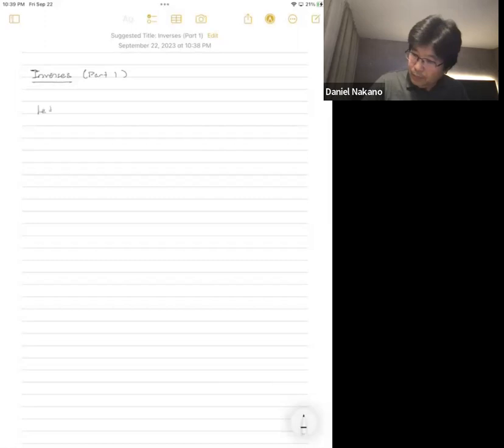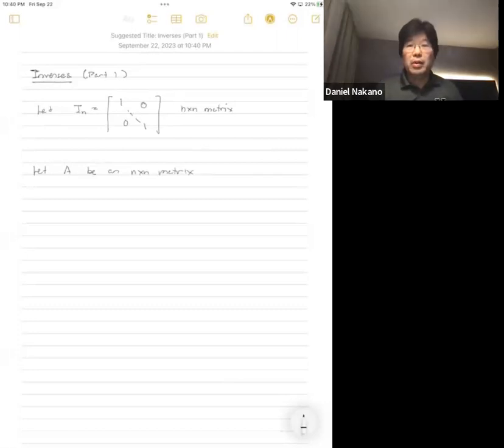So first of all, let I_n be equal to the identity matrix. This is the matrix with ones down the diagonal and zeros everywhere else. This is an n by n matrix. First of all, we let A be a square matrix. And so we say a matrix is invertible if there's a C such that A times C is the identity and C times A is the identity.